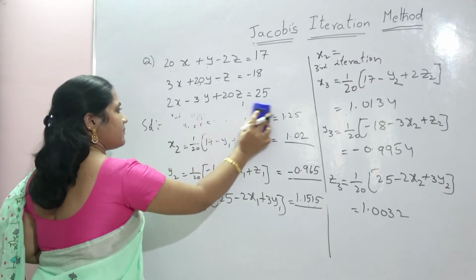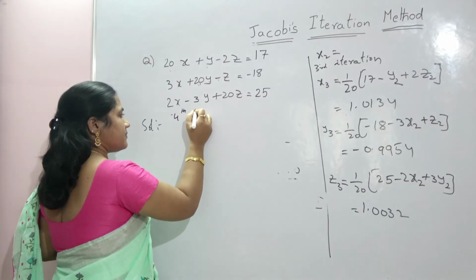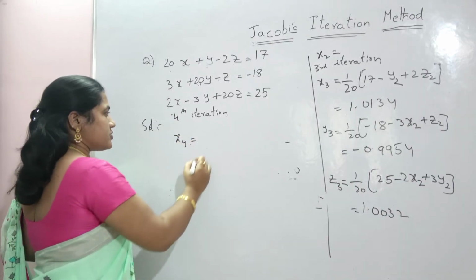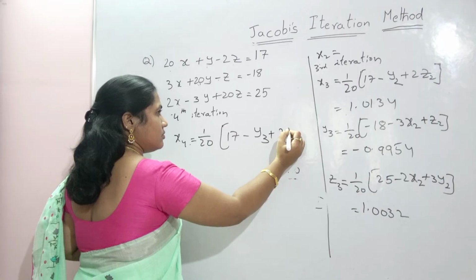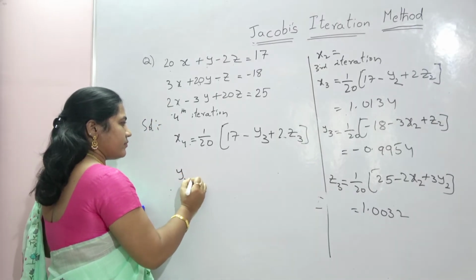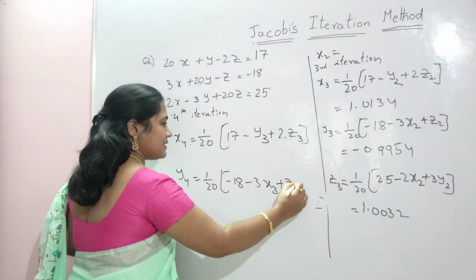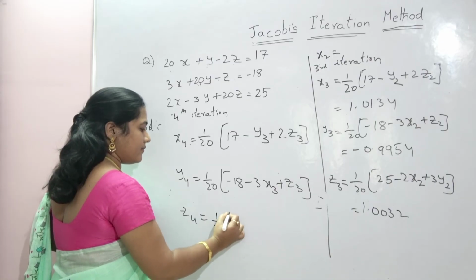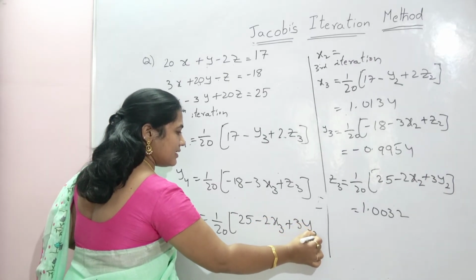So the fourth iteration. x4 equals 1 by 20, 17 minus y3 plus 2 z3, and y4 is 1 by 20 minus 18 minus 3x3 plus z3, and z4 equals 1 by 20, 25 minus 2 x3 plus 3 y3.